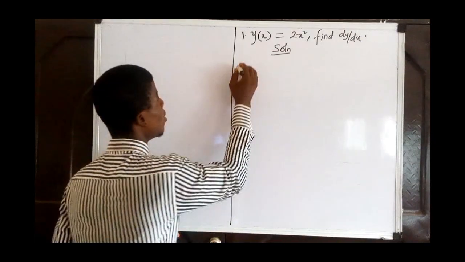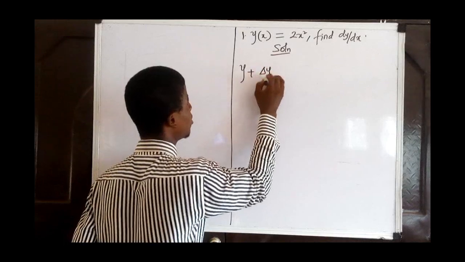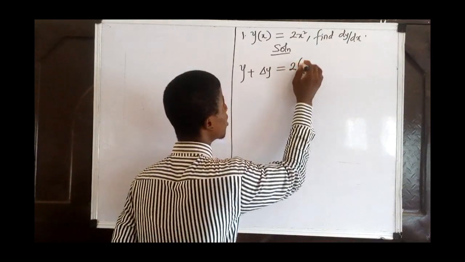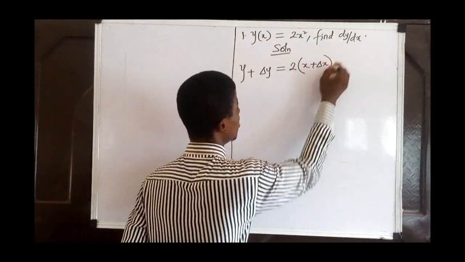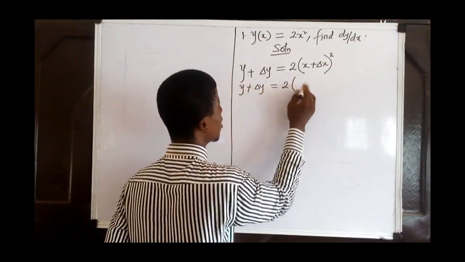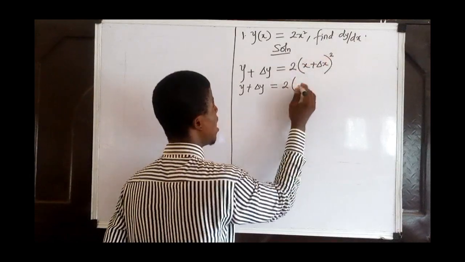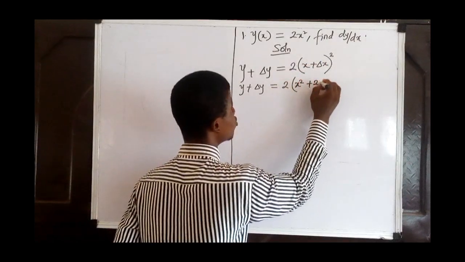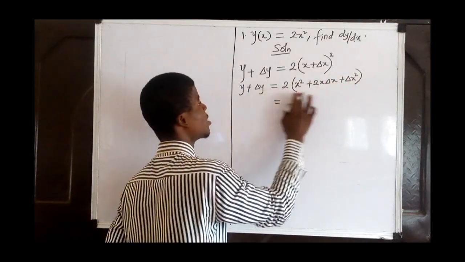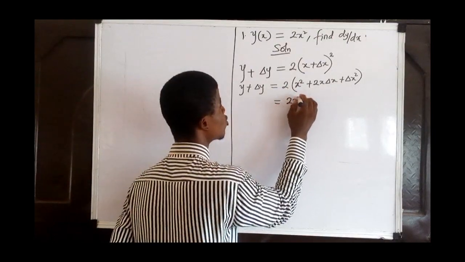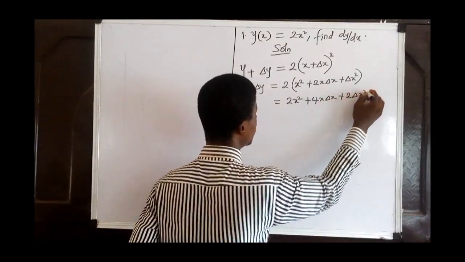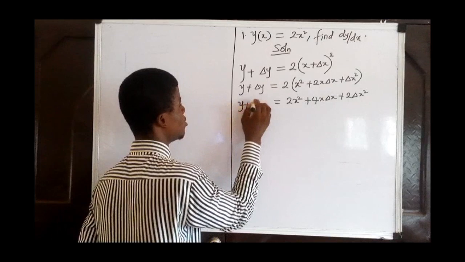So y plus delta y, this is the small change I've added to y, is equal to 2 open bracket x plus delta x, and then I square. If I expand x plus delta x squared, I have x squared plus 2x delta x plus delta x squared. And if I multiply this bracket by 2, I have 2x squared plus 4x delta x plus 2 delta x squared. This is y plus delta y.